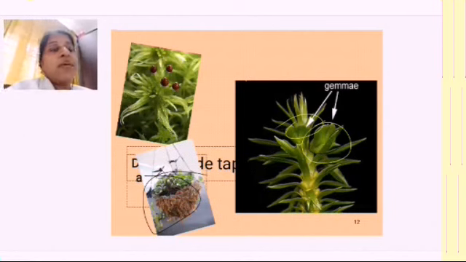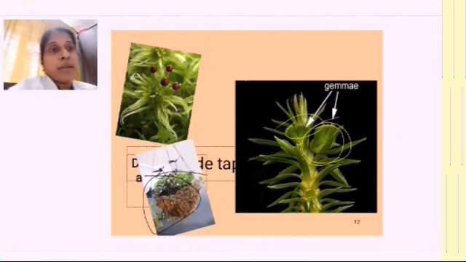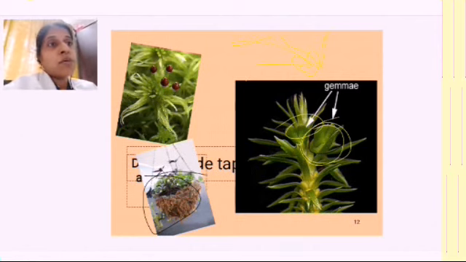So this is gemma. So what is gemma? Gemma is a bud-like structure which is growing on the gametophyte. When this bud is detached from the parent plant body because of water, if it falls onto a suitable substratum, this gemma can give rise to a new gametophyte, a new plant.